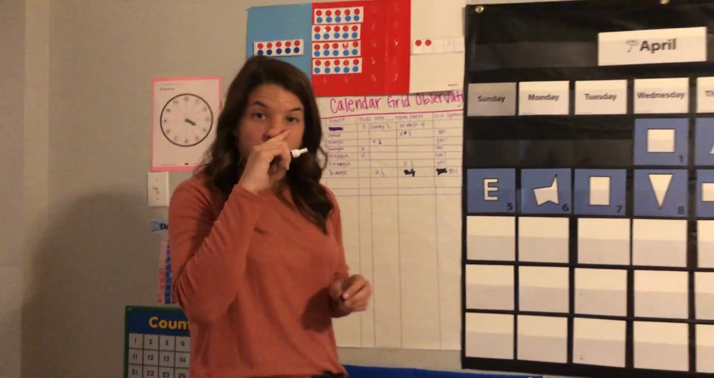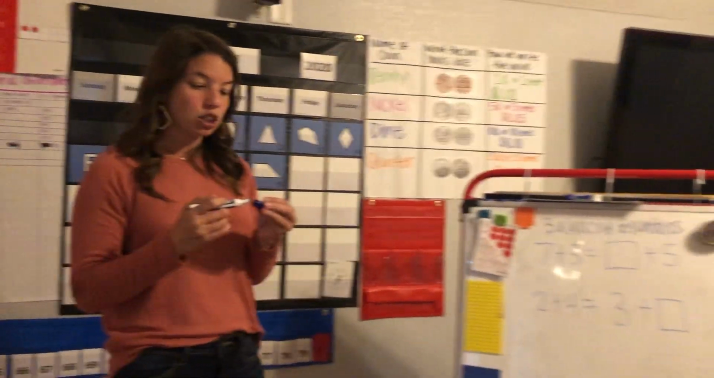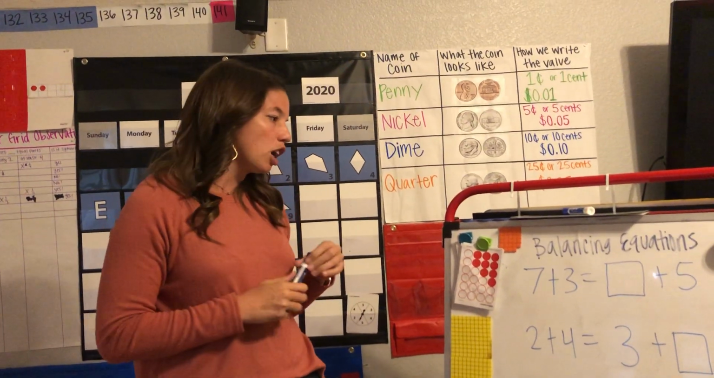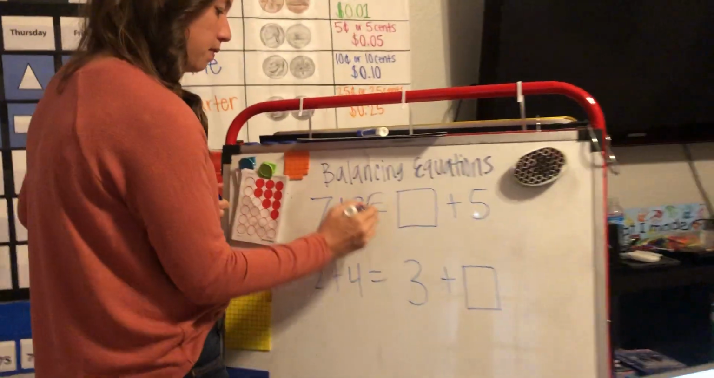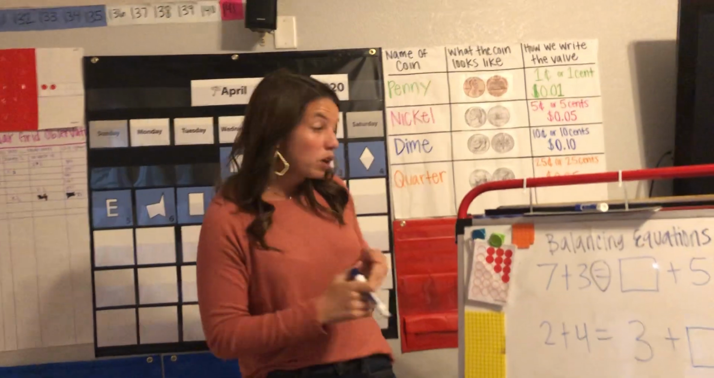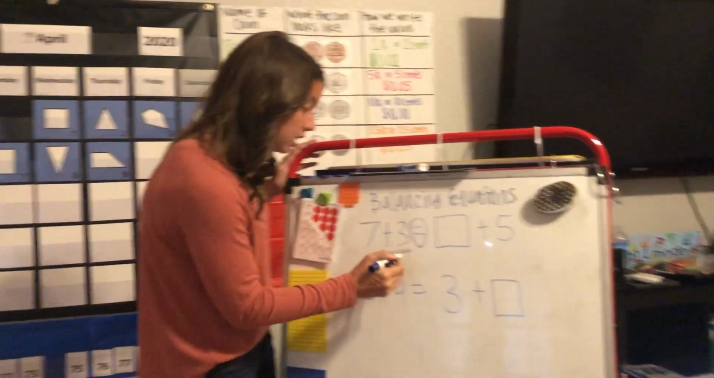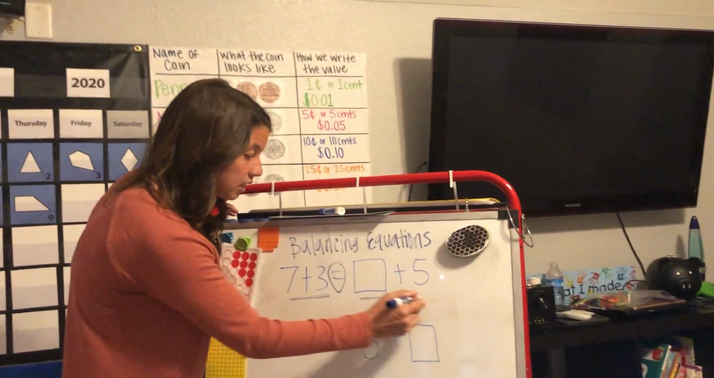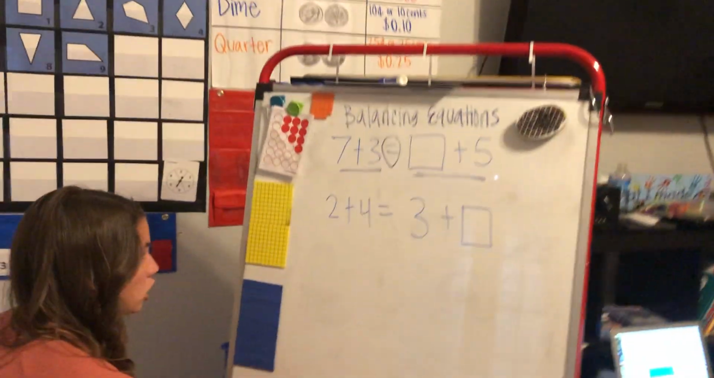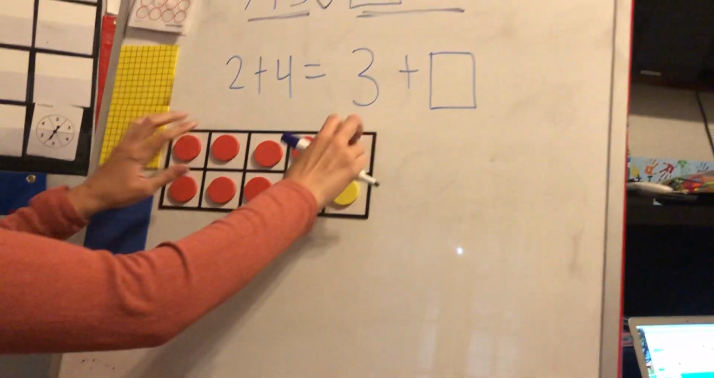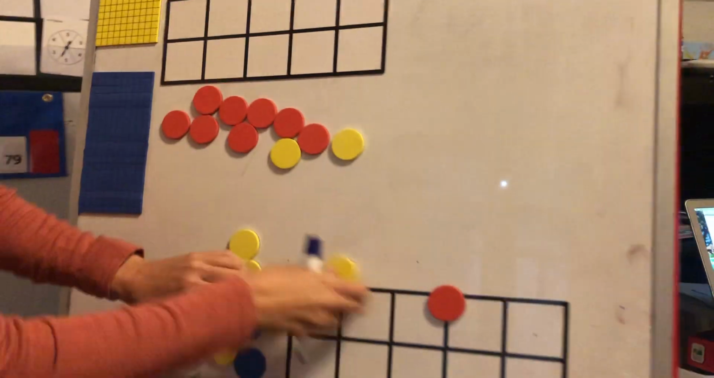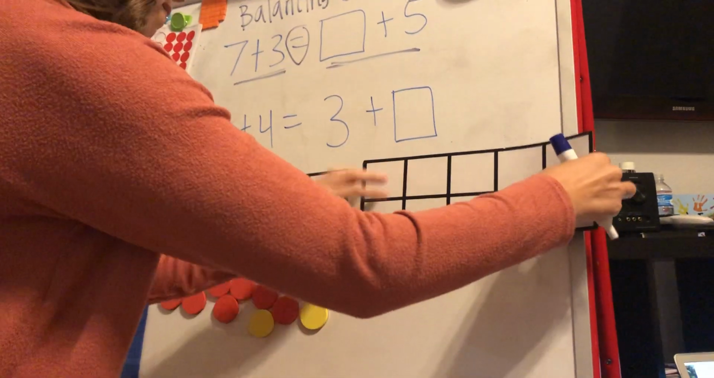All right, so for today, your activity is going to be balancing equations. So remember back in class when we talked about the equal sign. What does the equal sign mean? It means that what's on this side of the equation is the same as what's on this side of the equation. All right? So let's look at our tens frames. I'm going to take all of our dots off of them, and I'm going to put 2 tens frames.